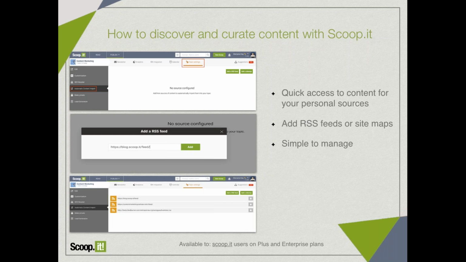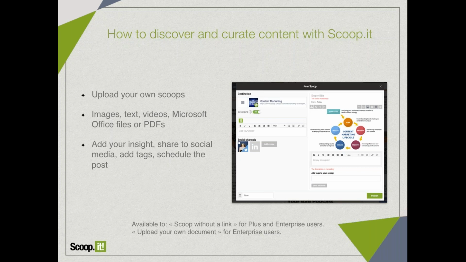So the final option for finding or adding content is available to Plus and Enterprise users. They can also upload their documents to their topic. So let's say you'd like to share a PDF with your team or your viewers, for example. You can simply upload that file and then edit your publication in the same way you would any other content. This is perfect if you like to share a document with your team and have them exchange over it in the comments section.